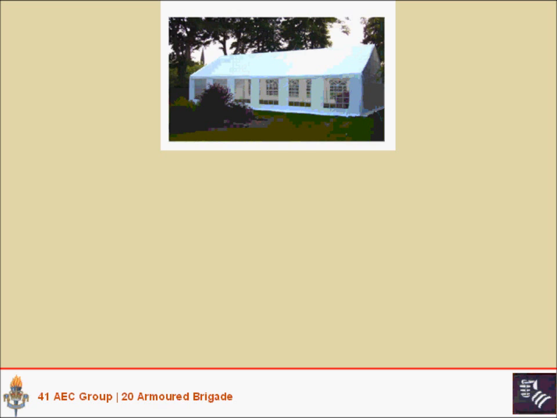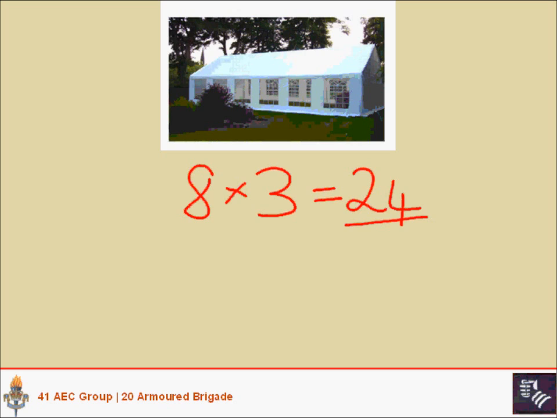Well, if it takes 8 men 3 hours to put up the 3 marquees, then we'll have to work out how long it will take 1 man. To do this, we must multiply 3 hours by 8, because it will take 1 man 8 times longer to do the job. Therefore, 8 times 3 equals 24. In this case, the 24 means 24 hours. Therefore, it will take 1 man 24 hours to put up all 3 marquees.